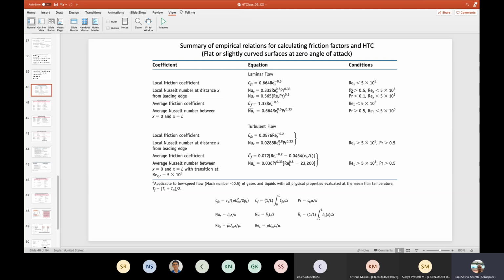Whereas if it is the typical oil and stuff like that, you use the top. And the average friction coefficient, again, for laminar flow is 1.33 because this has to be integrated out. So we get averages again, with the Reynolds number based on the length of the plate. And then the average Nusselt number similarly, same thing, except that you see this is basically double this number.